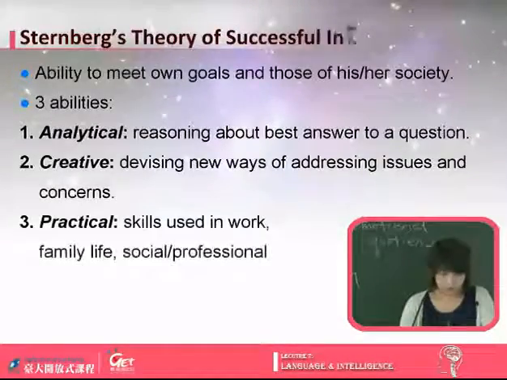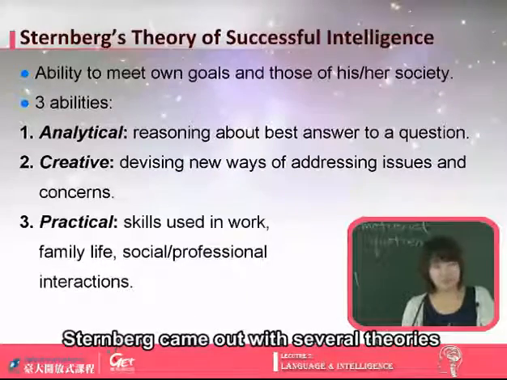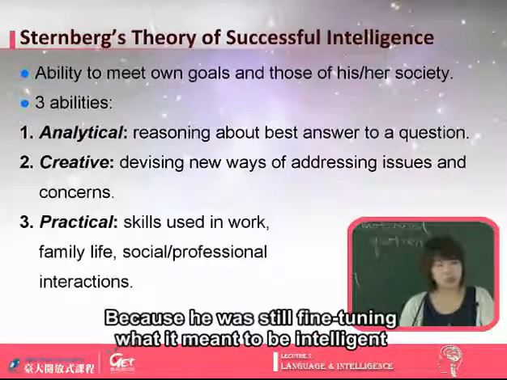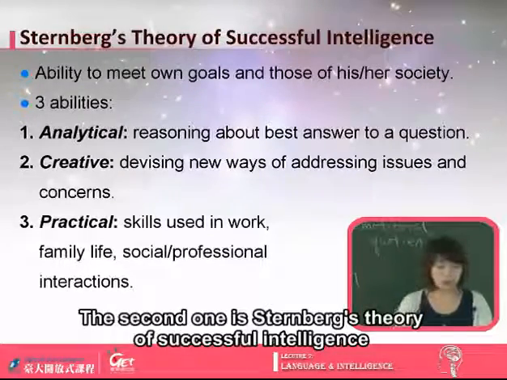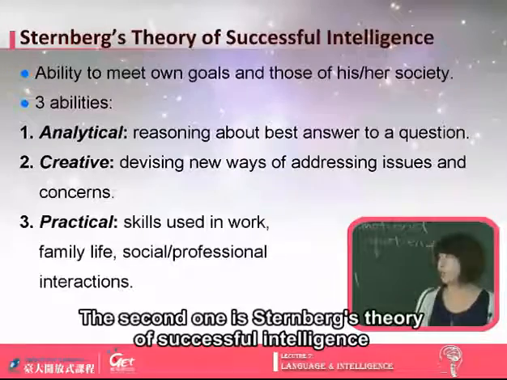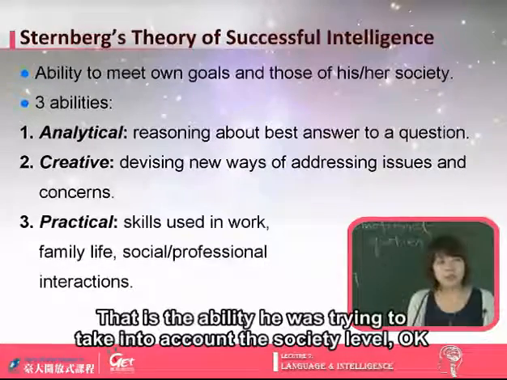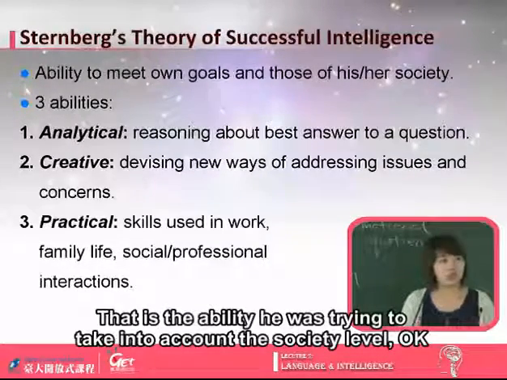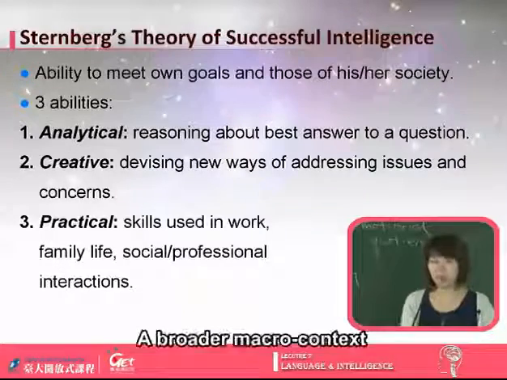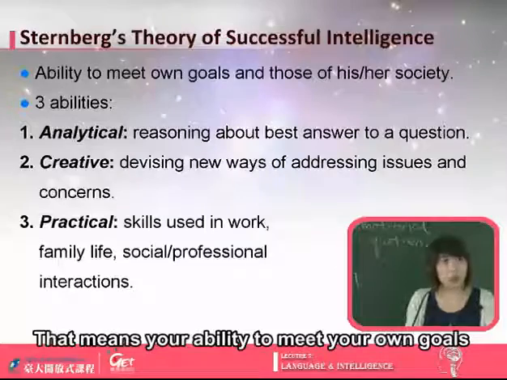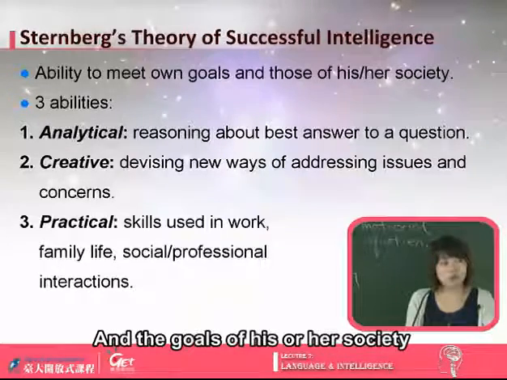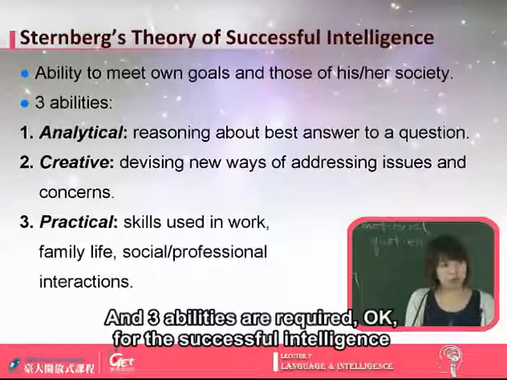Now, Sternberg came up with several theories because he was still fine-tuning what it meant to be intelligent. So the first one was triadic. The second one is Sternberg's theory of successful intelligence. He was trying to take into account the society level, a broader macro context. That means the ability to meet your own goals and the goals of his or her society. And three abilities are required for successful intelligence.